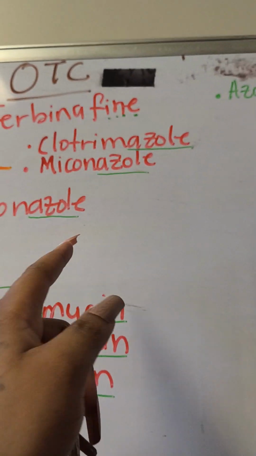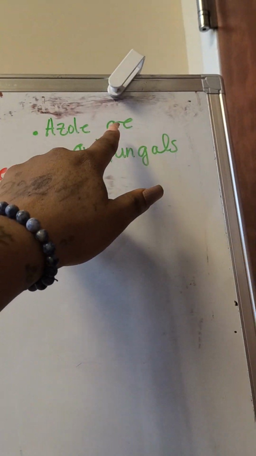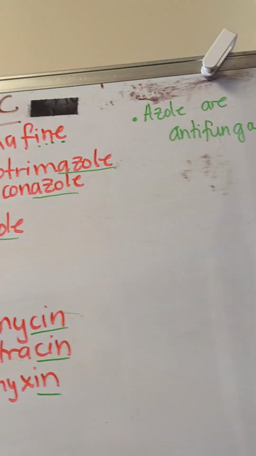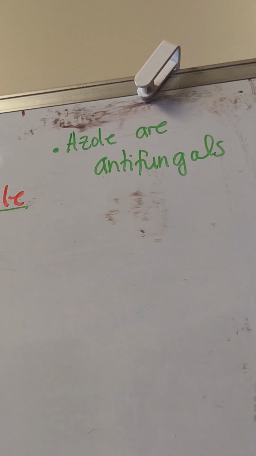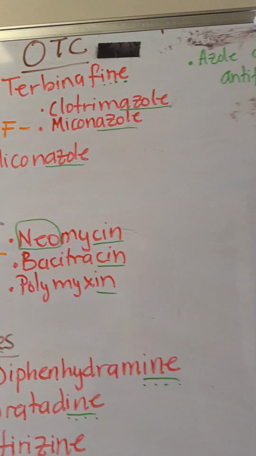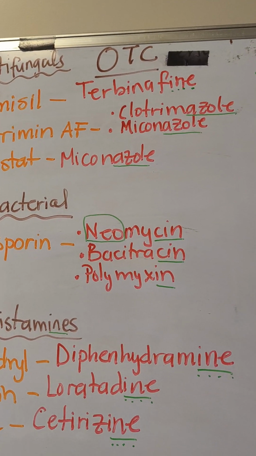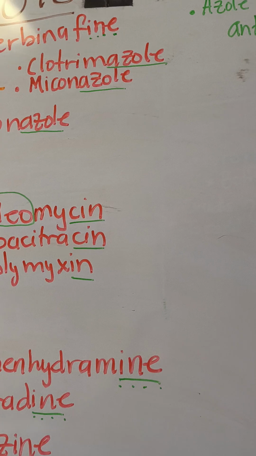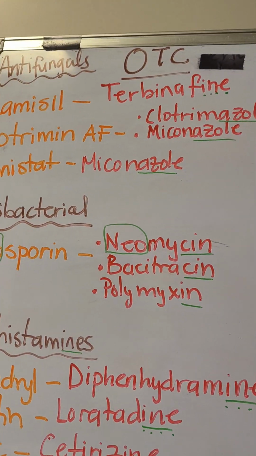So I have underlined here azole, azole, azole. Quick thing to remember, azoles are antifungal. So if you see a medication with azole at the end, most likely it is going to be an antifungal. Okay, miconazole is Monistat. Miconazole is also Lotrimin AF. Clotrimazole is Lotrimin AF. Terbinafine is Lamisil.